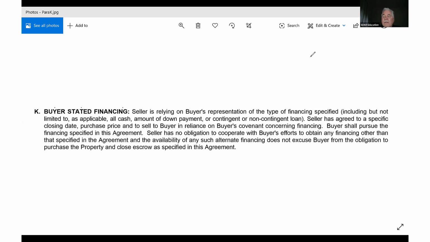Okay, so the buyer shall pursue the financing specified in the agreement. Seller has no obligation to cooperate with buyer's efforts to obtain any financing other than that specified in this agreement. So if the buyer decides to change the type of financing, now on a VA, the reason I was using VA as an example is, we all know that the lender will not allow the borrower to pay certain expenses, and that means that the seller is going to have to pay those expenses, and the seller is going to say, I'm not going to do it.